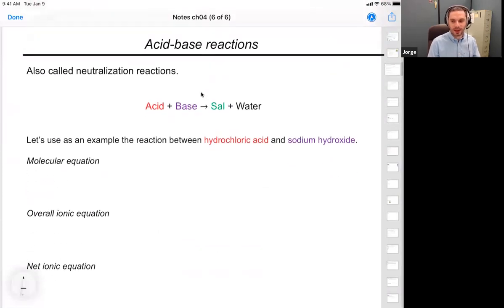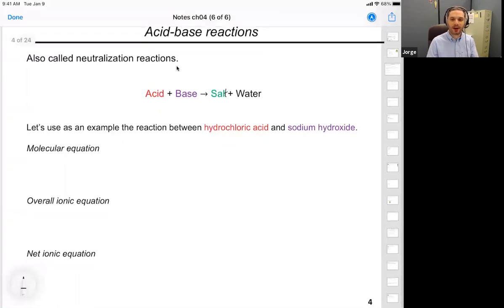Okay, and then we get to the acid-base reactions. Acid-base reactions are also called neutralization reactions. Every time we have an acid reacting with a base, the products are going to be a salt, sorry, here I'm thinking in Portuguese, salt and water. So acid and base will react forming salt and water.